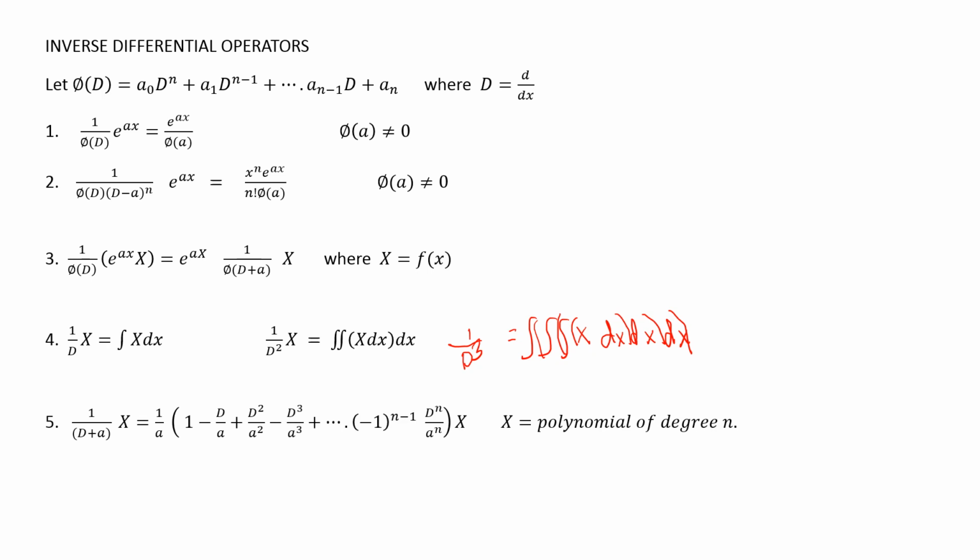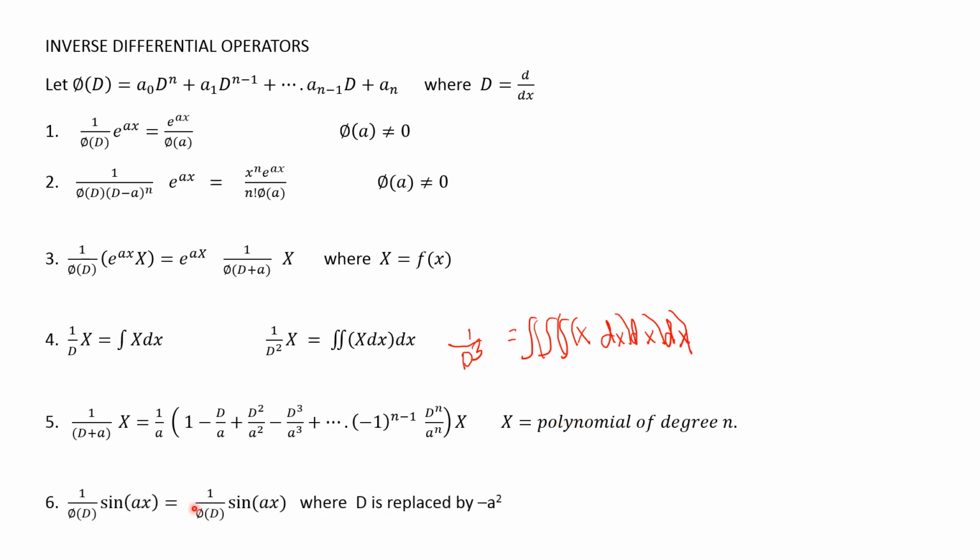Next is one of the most important formulas: 1 over (D plus a) of x is 1 over a times a series. Look at the pattern. This is 1 minus D over a plus D squared over a squared minus D cubed over a cubed plus and so on. The general term is (negative 1) raised to n minus 1, D^n over a^n, applied to x, where x is a polynomial of degree n. It could be x squared or x cubed or a plus bx plus cx squared and so on.